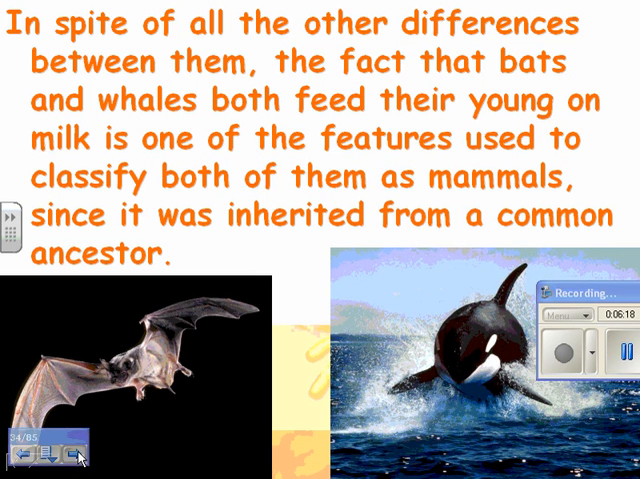So in spite of all the other differences between them, the fact that bats and whales both feed their young with milk, and they also both have hair, is one of the features used to classify them both as mammals, since it was inherited from a common ancestor. So let's go backwards for a second.